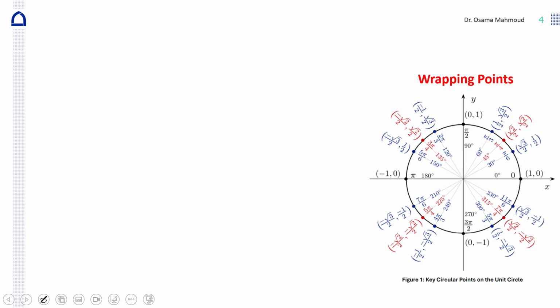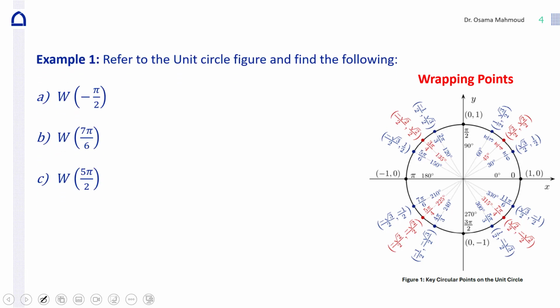Now, this is the wrapping point. If you notice in the wrapping points, for each one here, if you square the x coordinate and the y coordinate, so square this one and square this one, 1 over 4 plus 3 over 4 will be 1. Any wrapping point here, if you square this one, it is 1 plus 0. So the sum of the two squares is equal to 1 for any point. This is what we call the wrapping point, okay?